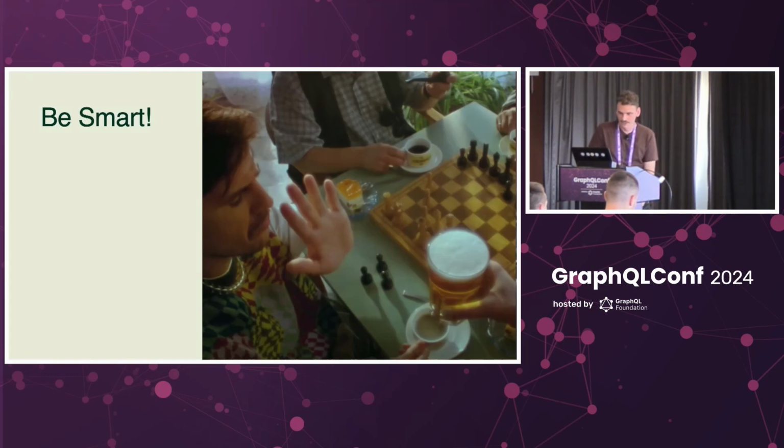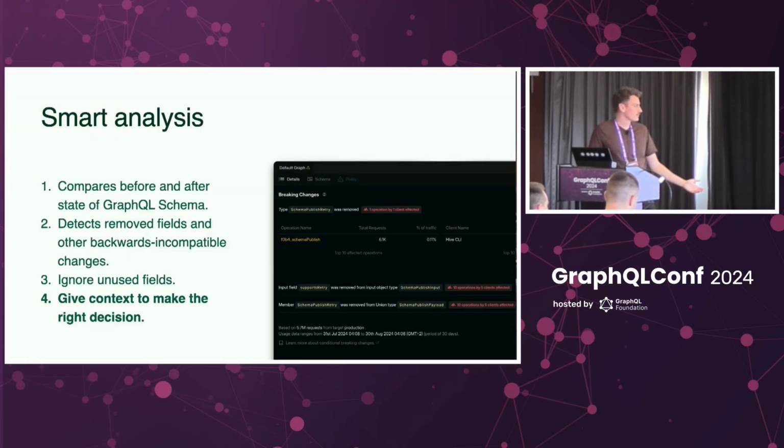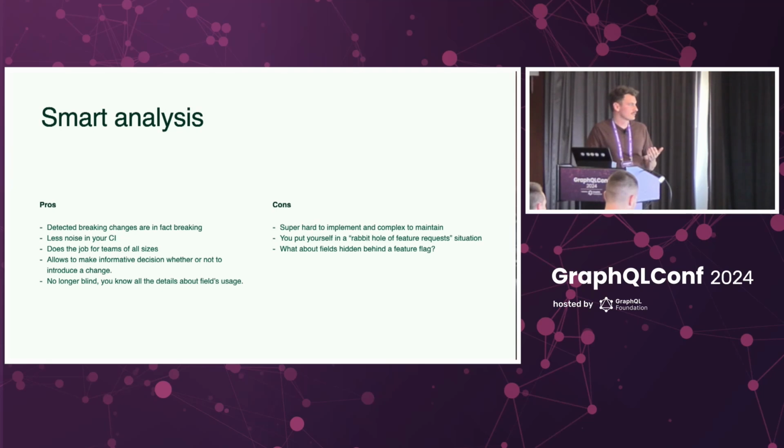So be smart. In this approach, and this is what we do at GraphQL Hive, you have the static analysis, you rank the changes, you ignore unused fields, and so on. But you actually give a lot more context to the user. So you share what the GraphQL clients are, at what versions, what the timestamps are, how often it's used, in which deployment environment, and so on and so on. So you give people actual information to make a decision whether this change should be accepted at the pull request level or rejected, right? They have all the knowledge.